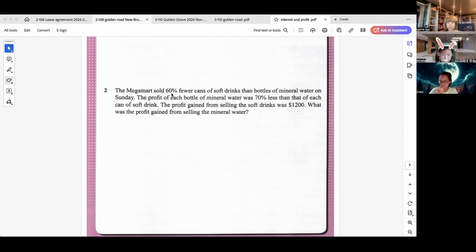Okay, right. So 60% fewer cans of soft drinks than bottles of mineral water. Okay, so there's a Mega Mart. This is a supermarket, right?